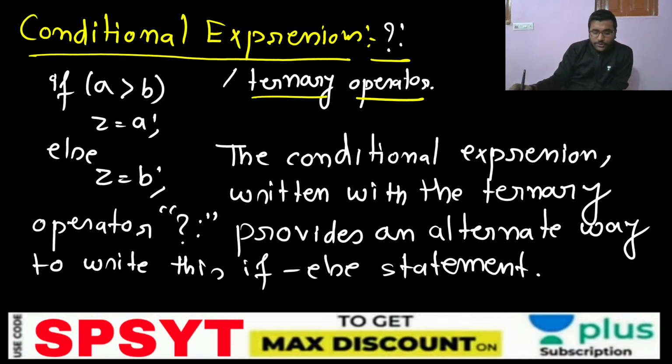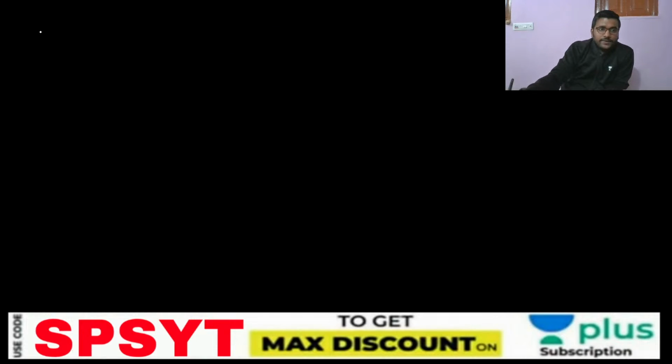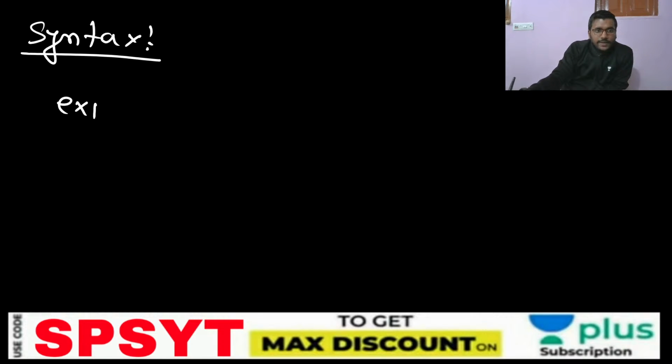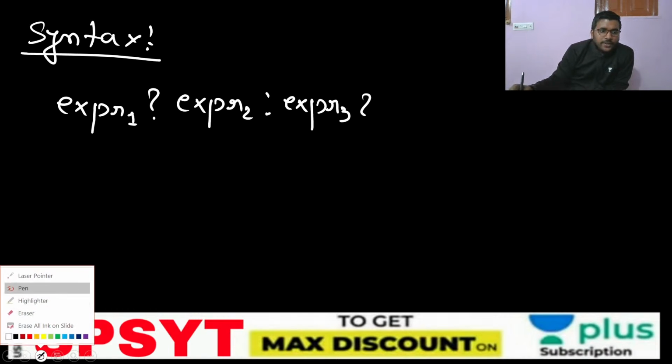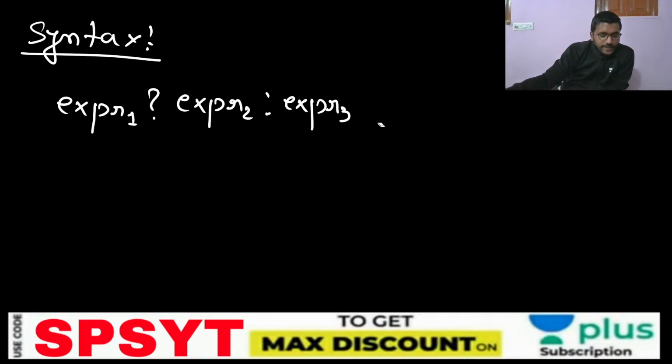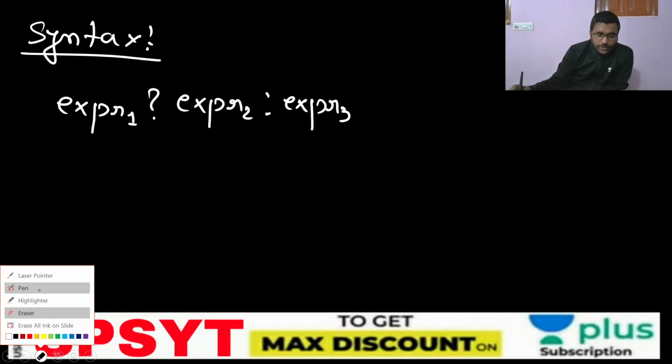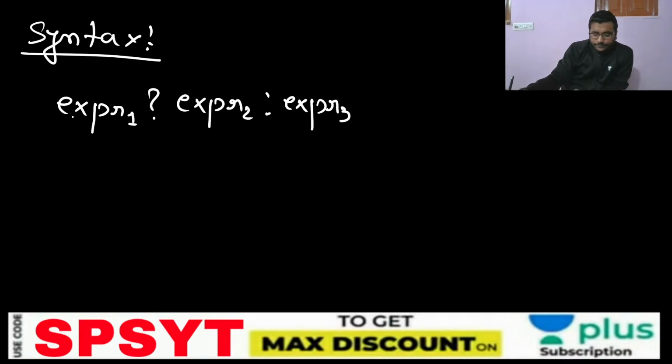So in the expression, its syntax is ternary. Here it will be expression one, question mark. If it is true, then expression two will execute, else expression three will execute. So in the expression, so this is expression only. In the expression, how will it execute?